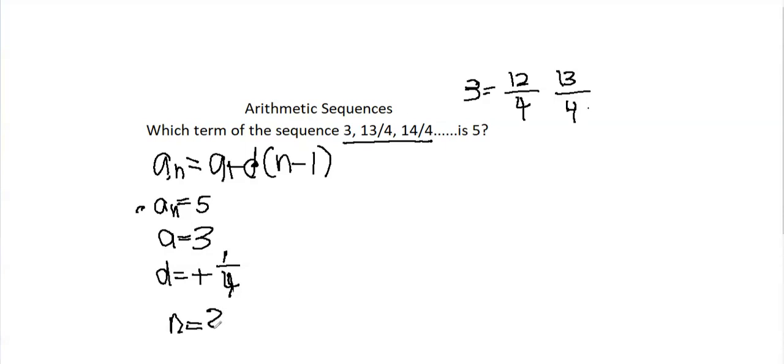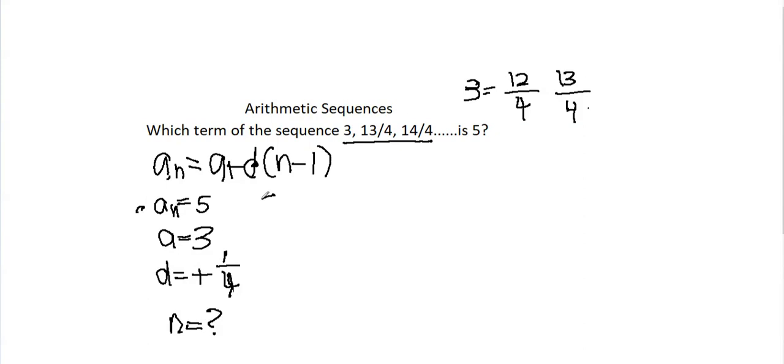Lastly, our n is going to be a question mark. And n is the term of the sequence. So in this question, it's asking which term of the sequence. So we know that n is going to be our question mark. Now that we know that, we can plug in all these values that we've listed on the left into the equation that we've written on the top.